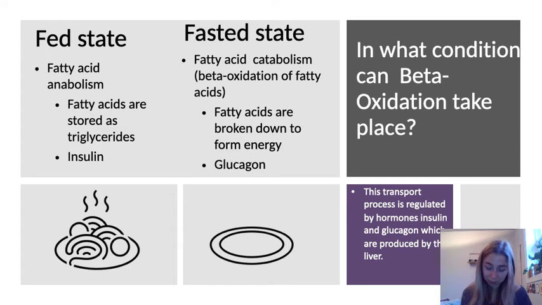in our body. And this whole process is actually regulated by the hormones insulin and glucagon, which are produced in the liver. And it's regulated by these hormones because in a fed state, insulin is produced to lower blood sugar, which means that the process is not going to happen. But in a fasted state, glucagon is produced, which is going to regulate the process of the carnitine shuttle. So that's when beta oxidation takes place.